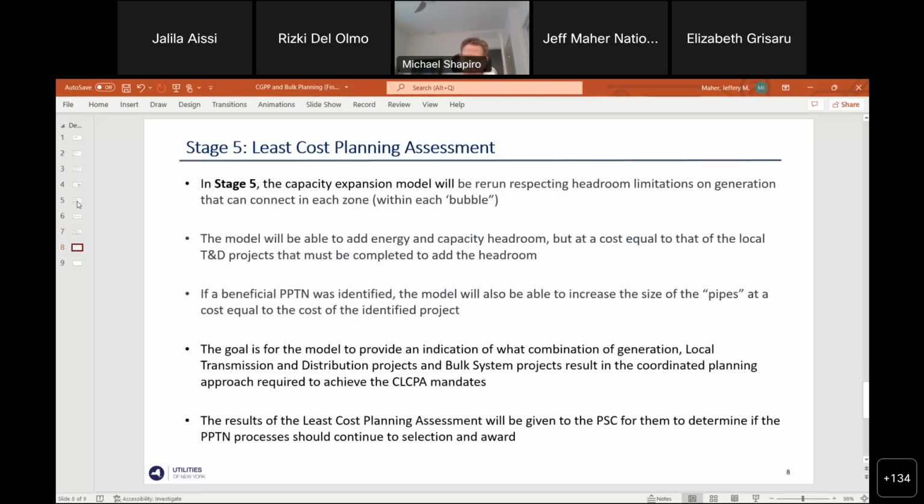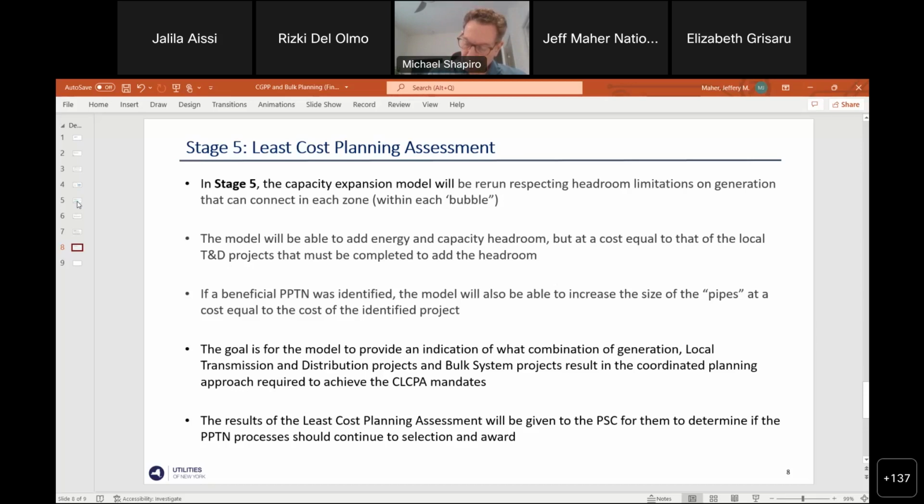So stage 5 of CGPP is the least cost planning assessment. In stage 5, we're going to again rely on the capacity expansion models. And the intent here is to rerun those models respecting headroom limitations on generation that can connect in each zone, within each bubble. So this is a new addition that we didn't do in stage 1. What we're doing in stage 5 is refining our model to understand what the headroom limits are. The model will then be able to add energy and capacity headroom, but at a cost equal to the local projects that must be completed to add that headroom.